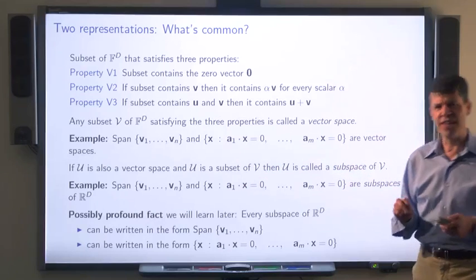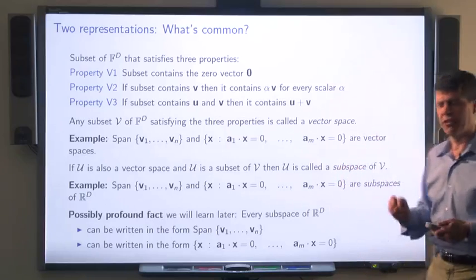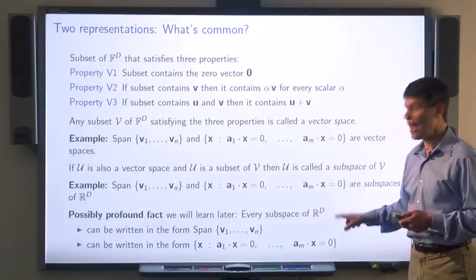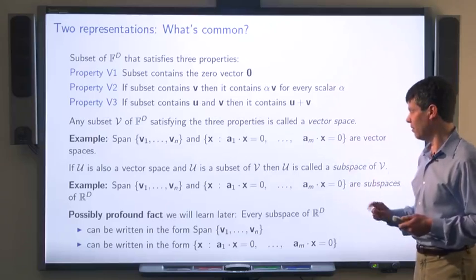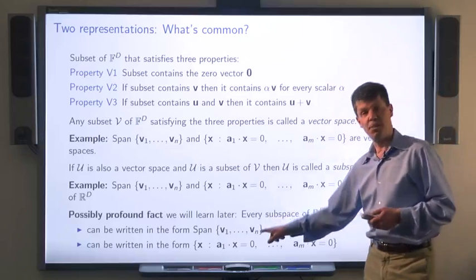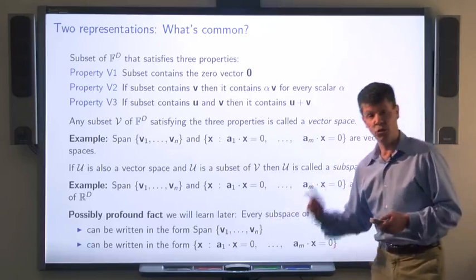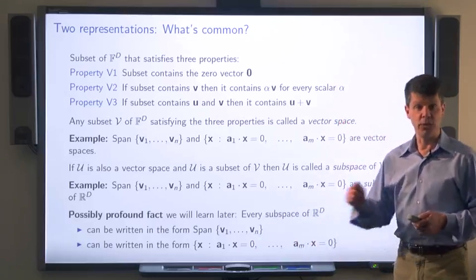Here's a fact that turns out to be not so hard, but quite central to linear algebra, that every subspace of R to the d can be written in each of those two forms. Every subspace can be written as the span of some vectors, and every subspace can be written as the solution set of linear equations where the right-hand side equals 0.